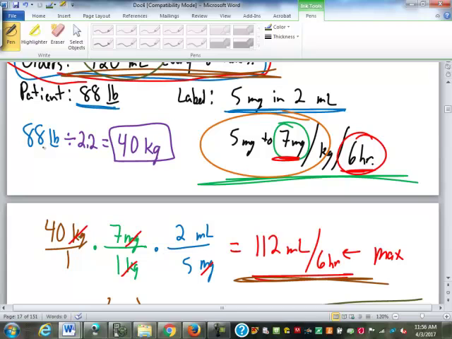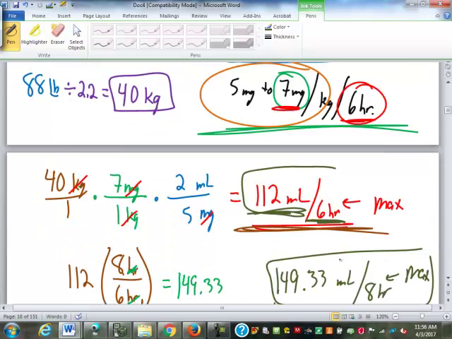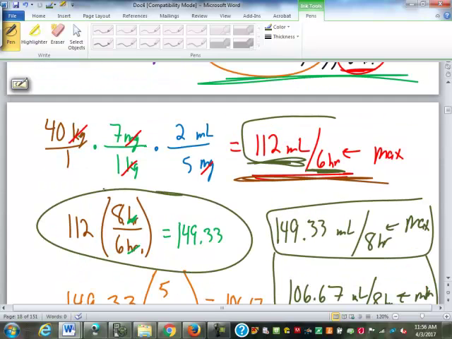Now here's that titration is very important in keeping track of that time. Because in our original calculation here, we came up with only 112 milliliters. So that was as the maximum, which would make it look like that 120 is too much. But we have to realize that this is over 6 hours. So we have to make sure we do that titration as we did here to adjust that to 8 hours.